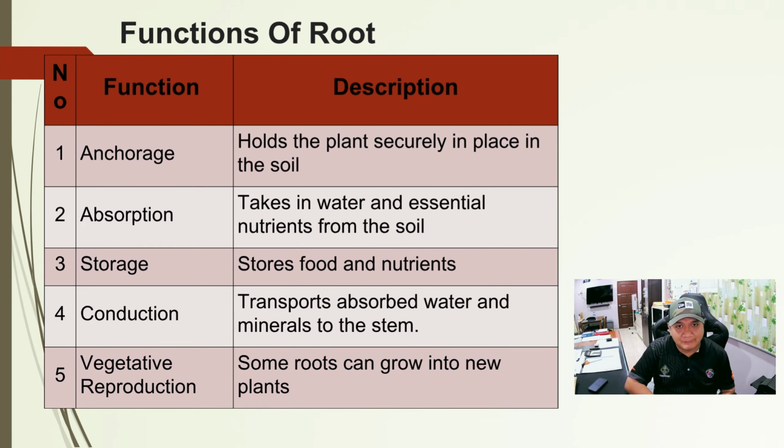Okay, so we have five functions of root. Firstly, anchorage. It holds the plant securely in place in the soil. Secondly, absorption. The roots take in water and essential nutrients from the soil. Third, roots are for storage. They store food and nutrients. The fourth is conduction. It transports absorbed water and minerals to the stem. And lastly, vegetative reproduction, because some roots can grow into new plants.